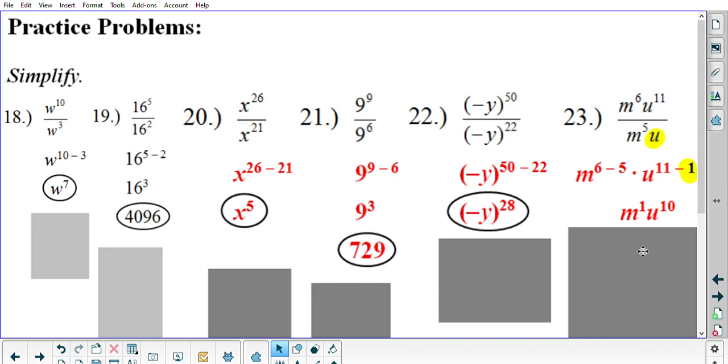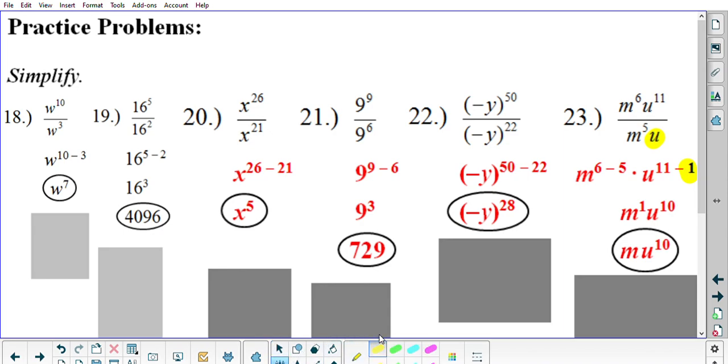M to the 1st times u to the 10th. But you know what? You can take this a step further. M to the 1st is the same as just m. And since the direction said to simplify, and the word simplify in mathematics means make it as simple as you can, then that's why number 23 should go that extra step. M to the 1st is just the same as m, and then we have the u to the 10th power.